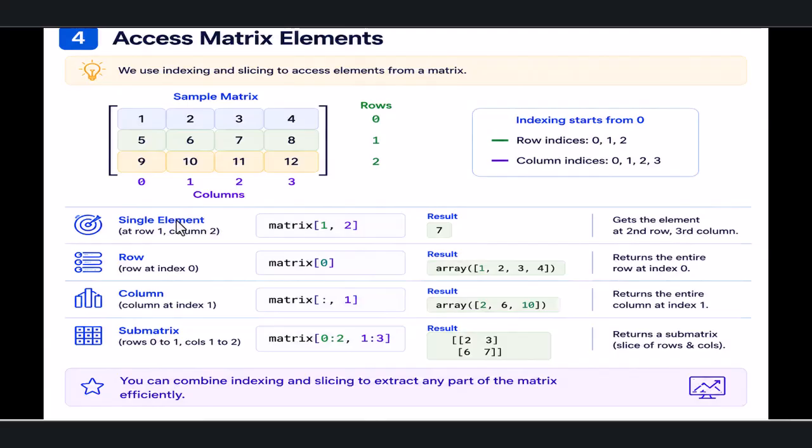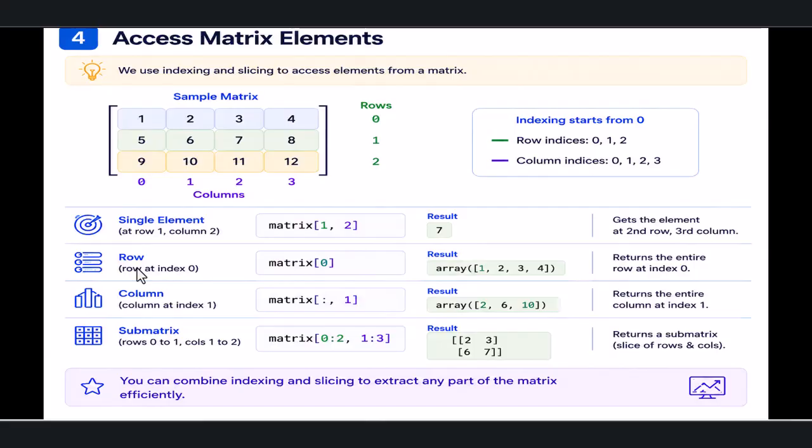Now let's see a single element. Let's start with a simple example. Here we are using matrix[1, 2]. The first value represents the row index and the second value represents the column index. Since indexing starts from 0, row index 1 actually refers to the second row and column index 2 refers to the third column. The value stored there is 7, which is exactly what NumPy returns. If you see here, matrix[1, 2] will result in 7.